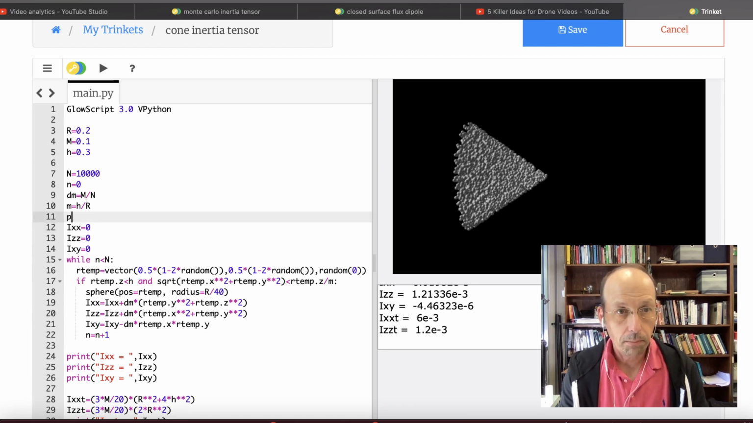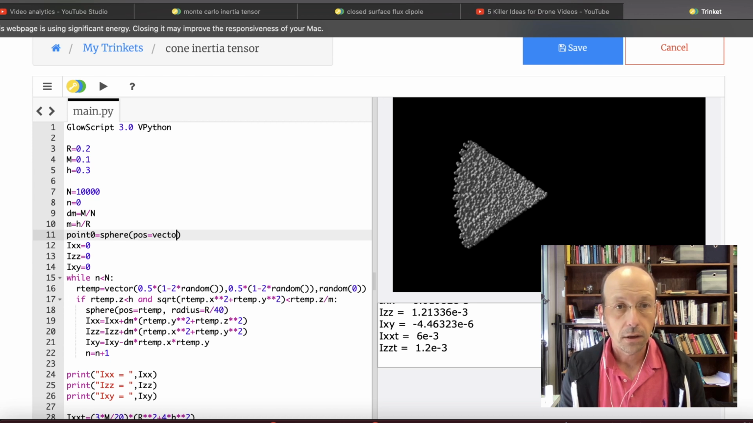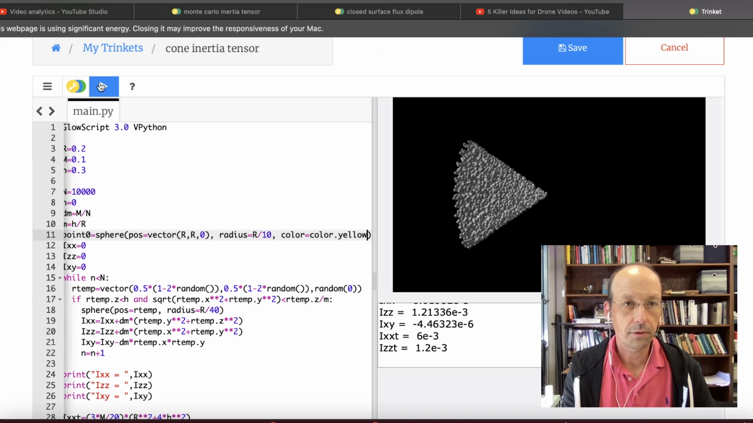Let's just say point O equals sphere. Position equals vector. Where should I put my point? Let's put it in the xy plane, so let's say r, 0, and let's give it a radius of r divided by 10. I don't know. And let's give it a color yellow. Okay, let's just run that and see what it looks like.